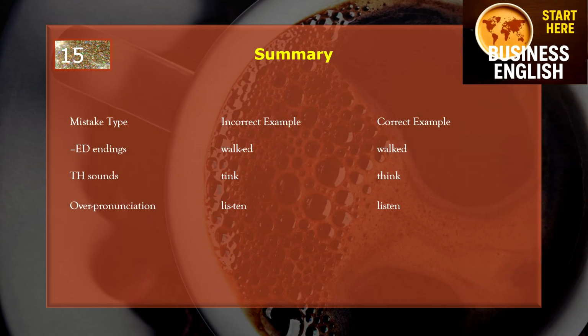Okay, guys, and here we have a very short summary of what we have done in this video. We have three types of mistakes. It's ed endings, and then we have the incorrect example, walked, and the correct example, walked. Th sounds, incorrect example, think, and here the correct one will be think. And over pronunciation will be like listen, and then the correct example will be listen.